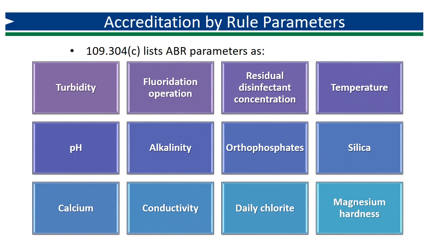109.304C lists the parameters shown here as the ABR parameters. You can see that residual disinfectant concentration is one of the ABR parameters. This means that chlorine must be analyzed by an appropriate individual and using an approved method. That is where EPA Method 334.0 comes in.